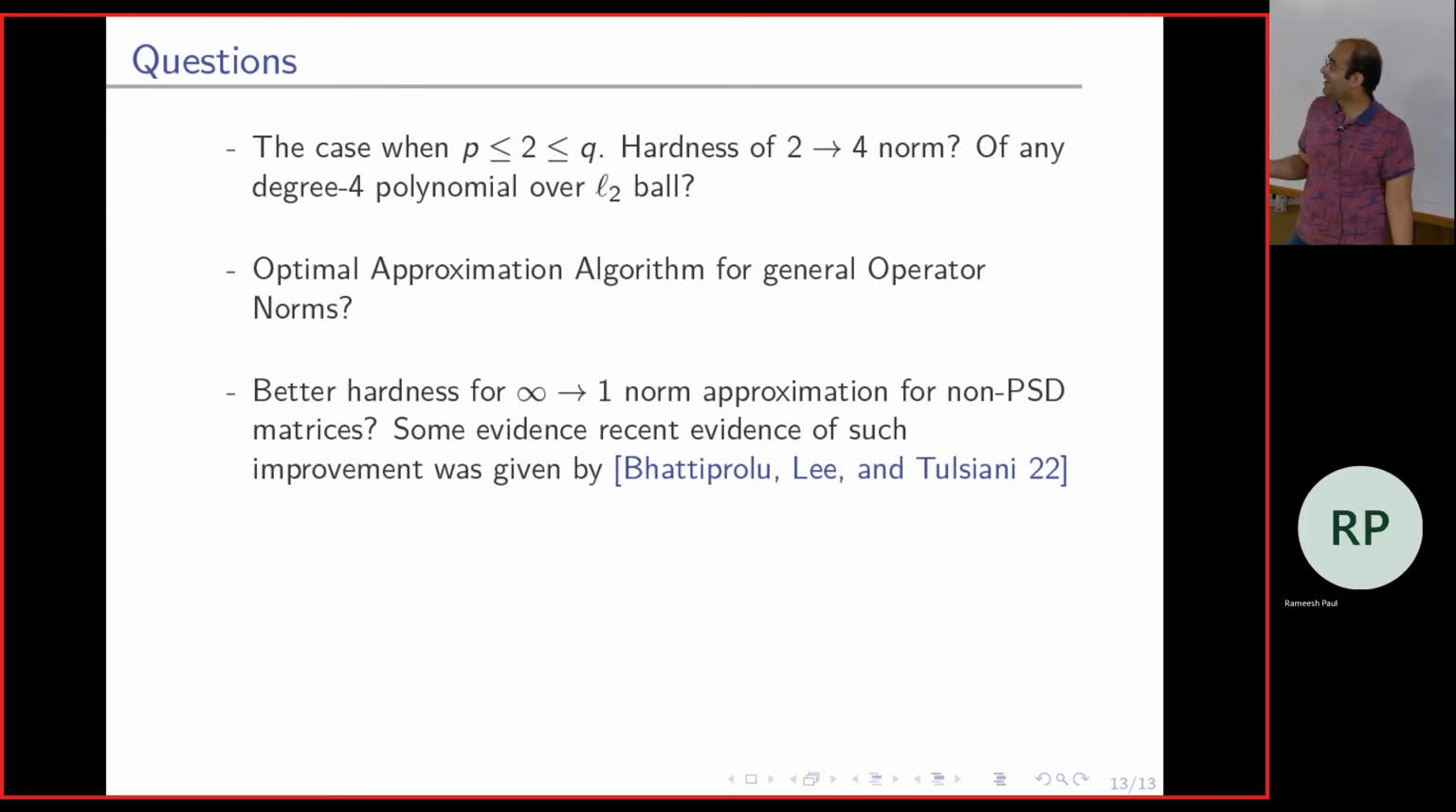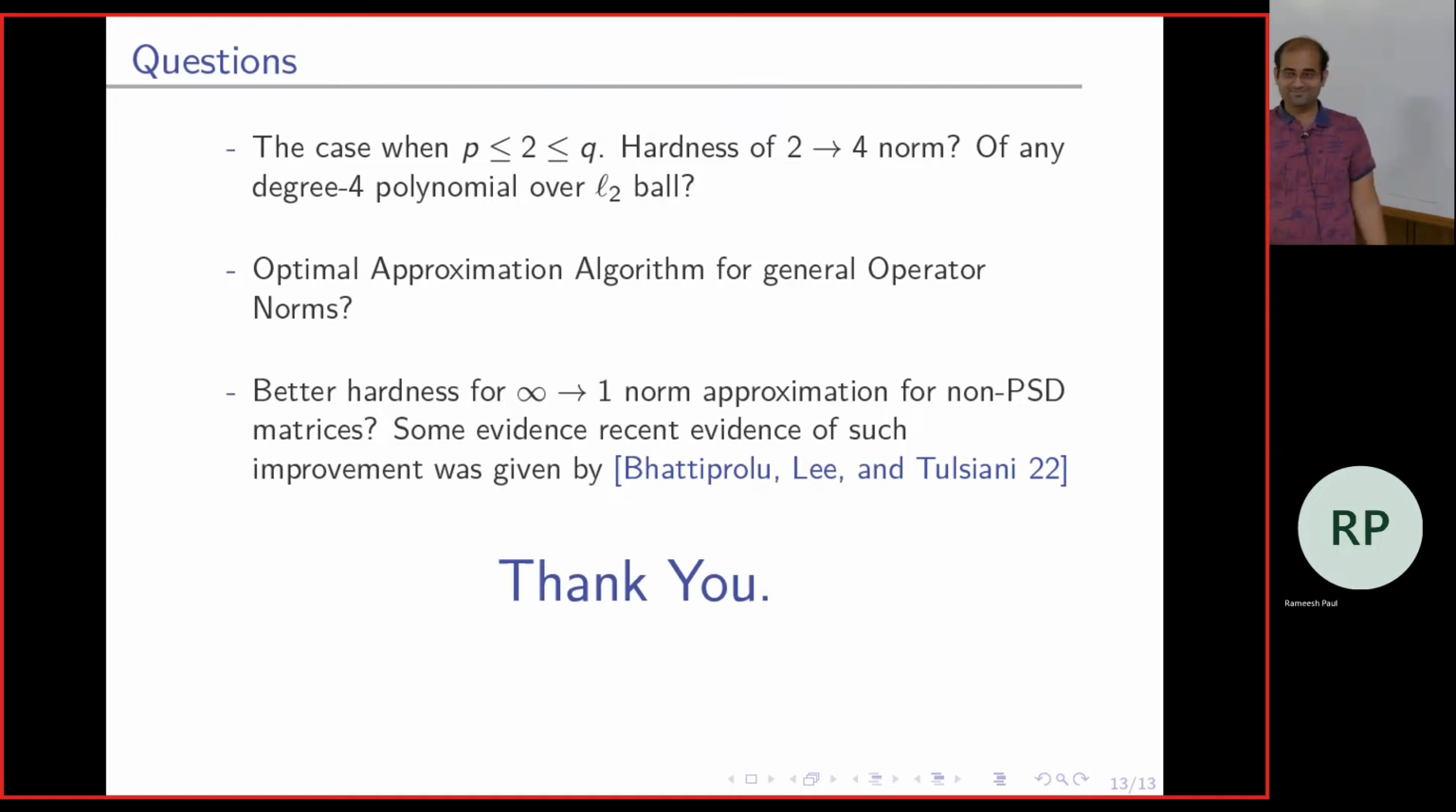We don't know, but there is reason to believe that you can get exactly the Grothendieck constant, but we don't know how to get there. I mean, there is reason to believe that, not necessarily. So that's an interesting question: can you improve the hardness when the matrix itself is not PSD? And that's all. More questions.